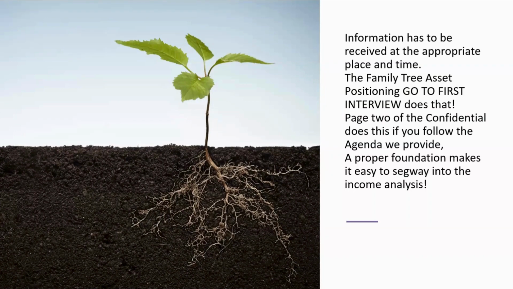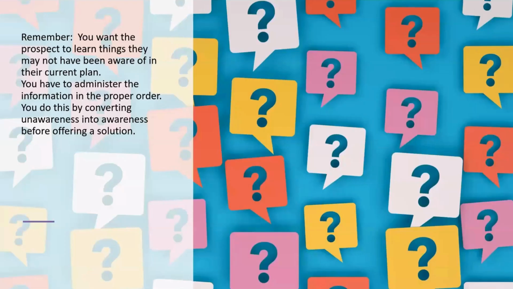Now, I don't know if everybody absorbed that. I hope you did. But information has to be received at the appropriate place and time. The Family Tree Asset Positioning Go-To First Interview does just that. It's on page 2 of the confidential. And if you follow the agenda, you don't have to memorize everything. And when you do this, you have built a proper foundation that makes it easy to segue into the income analysis. I wish there was an easy way to say that.